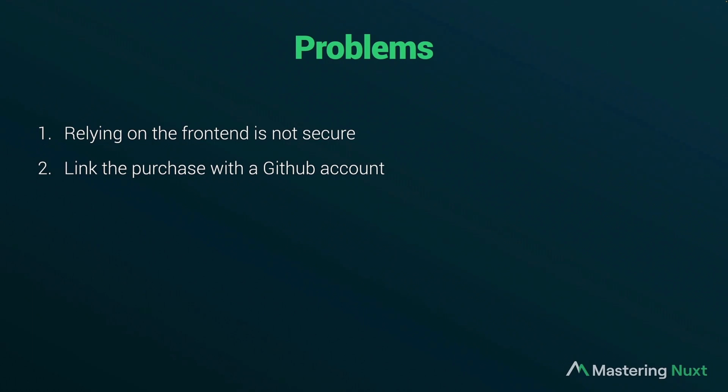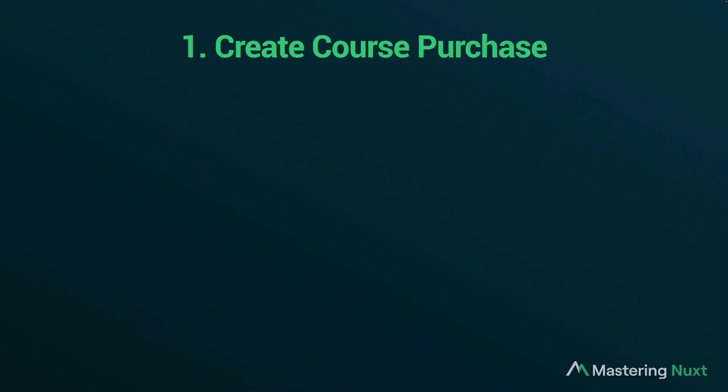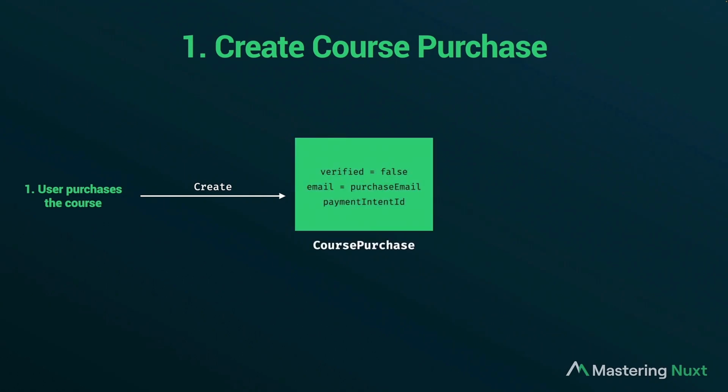Our entire auth system is based on GitHub, and so we need a way to associate that GitHub account with the Stripe purchase. Our first step is to create a course purchase object. So our user purchases the course, and then in that payment intent endpoint, we are also going to create this course purchase object in our database.